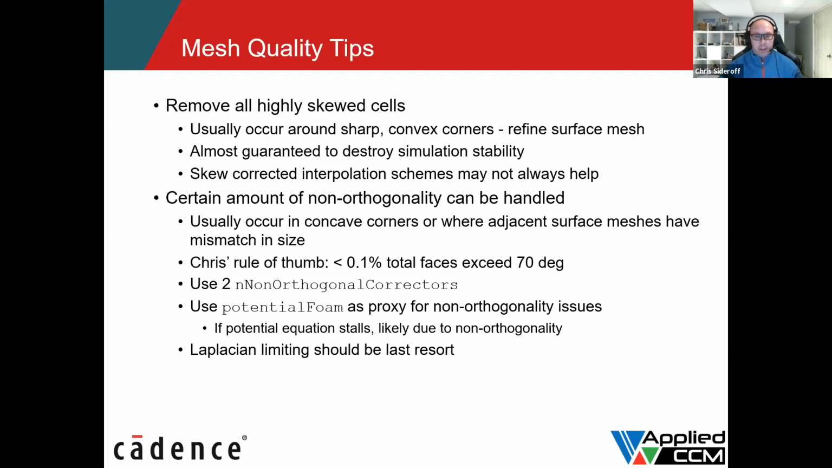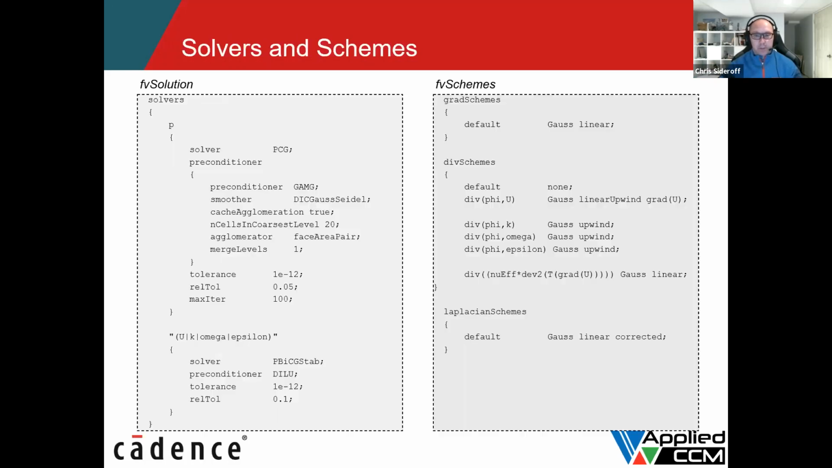My last slide is that Laplacian limiting should be used as a last resort. Even on this blood pump mesh, which ends up with a few thousand faces over 70 degrees, some of them as high as 82, I don't need to use any Laplacian correction. This is my fvSchemes setup for that case, where I have fully second order for momentum. I tend to just use first order for equivalence, but that's my choice. But again, with Laplacian fully corrected, even though I have non-orthogonality, I should be maintaining the second order.